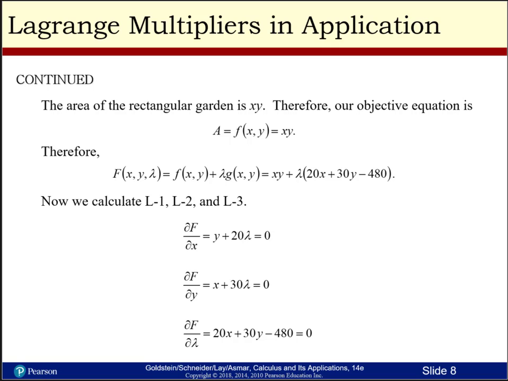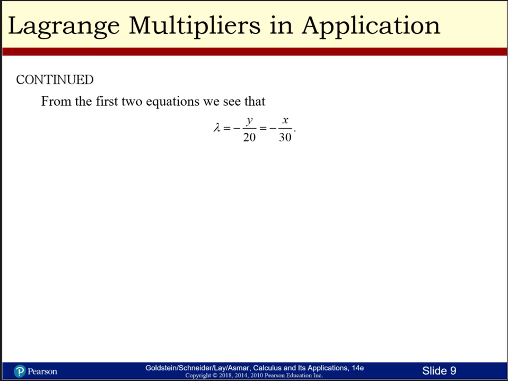So taking those partials, L1 is going to be y plus 20 lambda equals 0. L2 is going to be x plus 30 lambda equals 0. And L3 is going to be 20x plus 30y minus 480 equals 0. Okay, from the first two equations, we see that lambda equals negative y over 20 equals negative x over 30. Solving this for y, we have y equals 2/3 x.